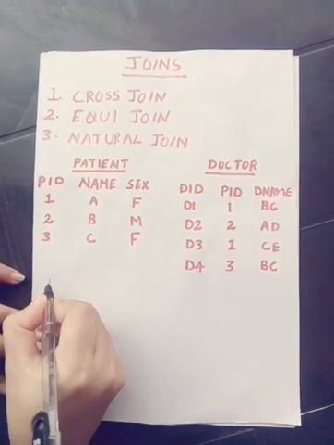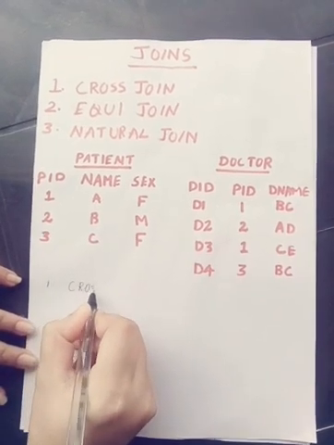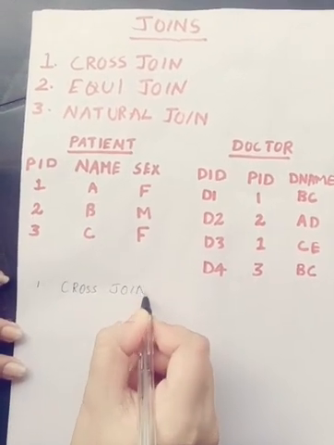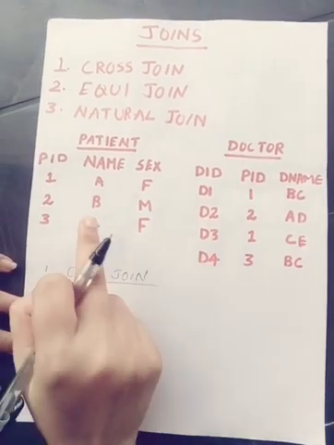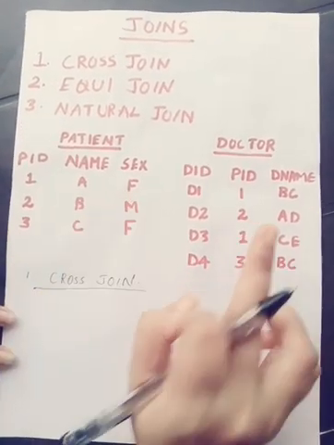There are three types of joins: cross join, equijoin and natural join. First we can see what a cross join is. Let us see one example. First one is cross join. Cross join means simply combining these two tables. Here two tables are there, patient and doctor.